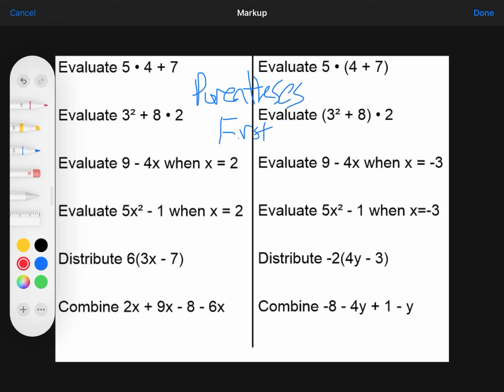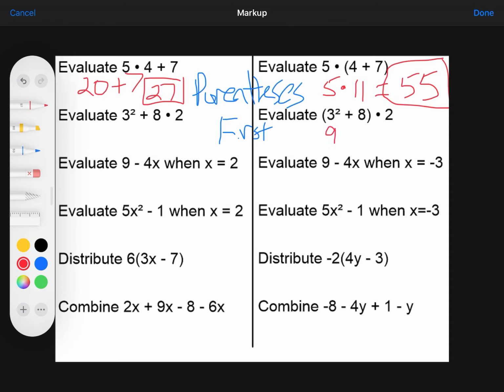So when you see a problem like the right, you need to first do 4 plus 7, which makes 11. Then do your multiplying. Versus on the left, it's just multiply to get 20, then add 7, and get 27. Both easy problems, but you had to remember parentheses first. Same thing on the second row. You have to do parentheses first.